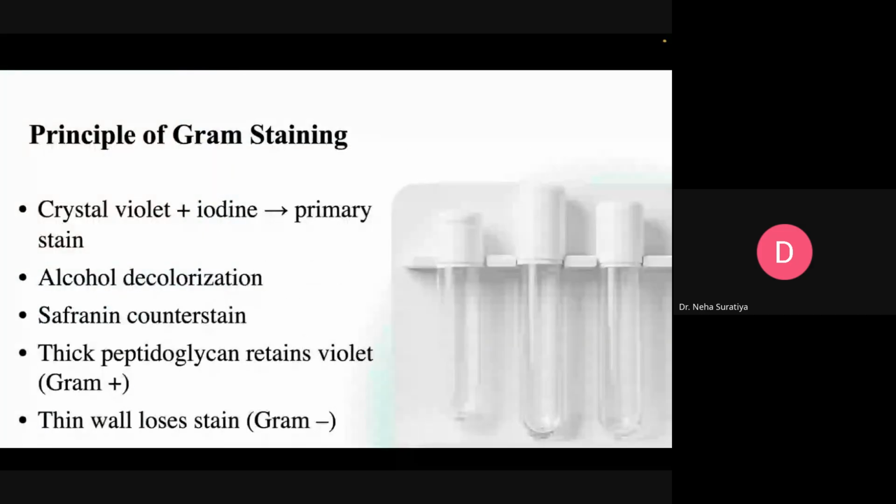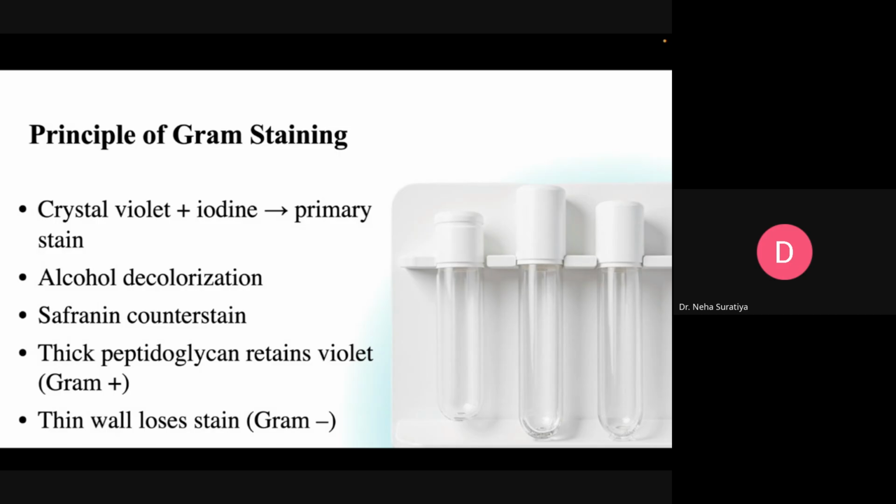Okay, let's understand the principle of gram staining. Gram staining is based on the bacterial cell wall structure, guys. So let us understand the steps in detail. First, crystal violet is staining all the bacteria purple. Then we mix the iodine, which fixes the stain inside the cell. Then you will be using alcohol, which is not written here. Alcohol decolorization, second bullet point.